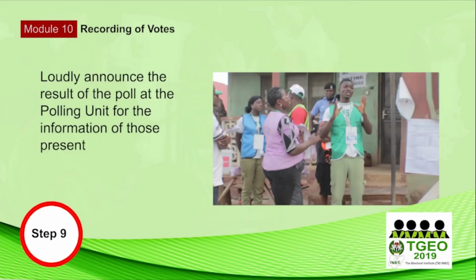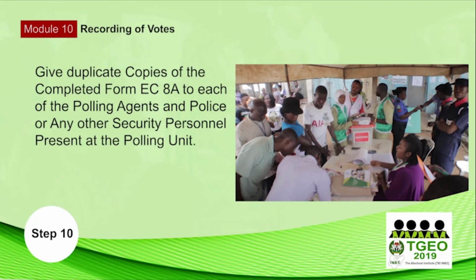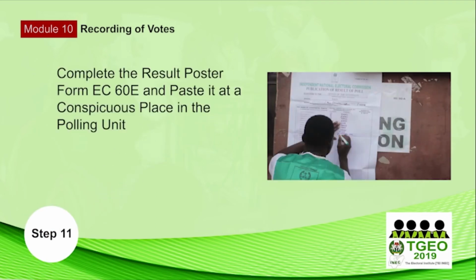Step 7. Cancel the "not contested" phrase at the bottom of the Form EC8 series where election was held. Step 8. Write his or her name on the relevant Form EC8A with stamp and date. Sign on the form and request the polling agents present to countersign it. Step 9. Loudly announce the result of the poll at the polling unit for the information of those present. Step 10. Give duplicate copies of the completed Form EC8A to each of the polling agents and police or any other security personnel present at the polling unit. Step 11. Complete the result poster Form EC60E and paste it at a conspicuous place in the polling unit.